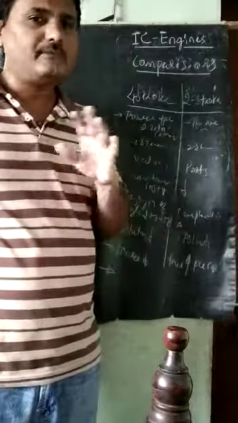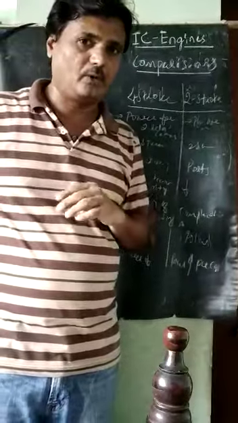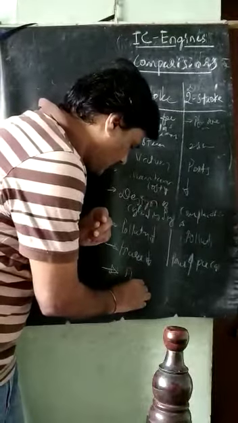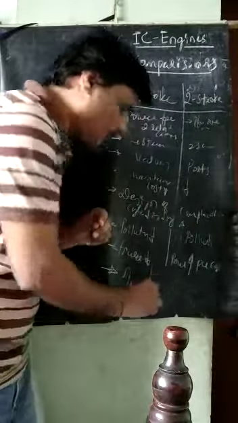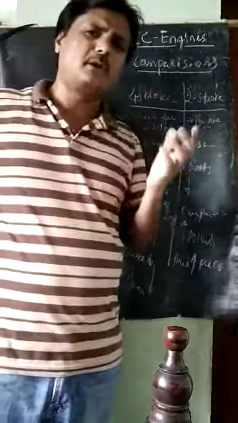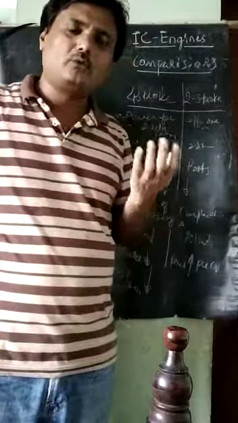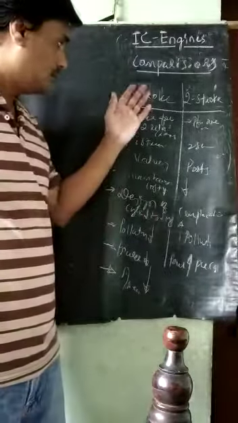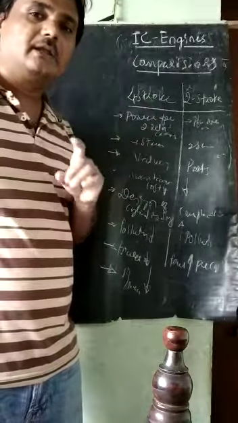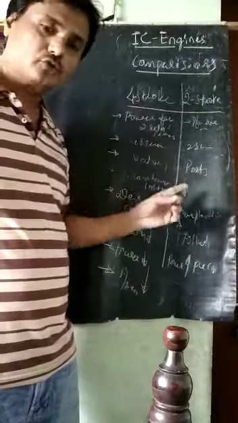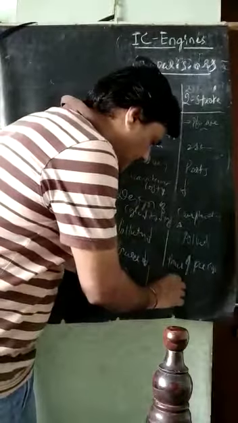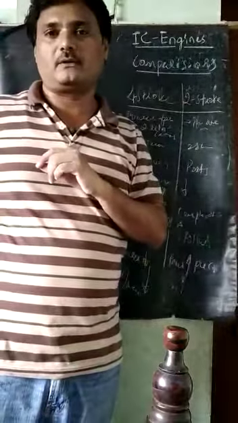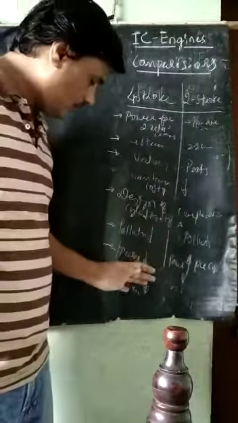Next, if I take the efficiency side for comparison, the mechanical efficiency is very less in the 4 stroke. Why? Because there are more moving parts: the valve movement and the cam arrangement connected to it. So the mechanical efficiency is very less in the 4 stroke, and somewhat more in the 2 stroke. So this is about the mechanical efficiency.